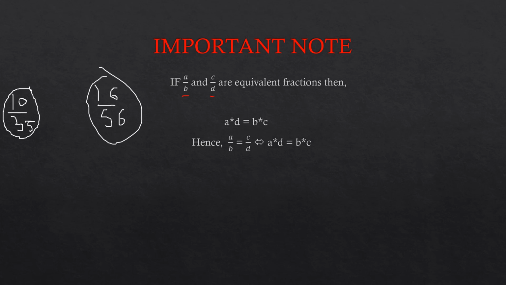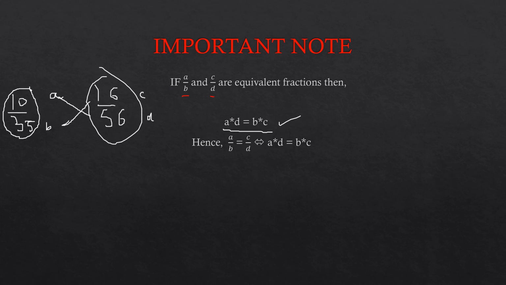If a by b and c by d are equivalent fractions, then a into d is always equal to b into c. This you have taken as a, this as b, this is c, and this is d. Now we are saying a into d is always equal to b into c. This happens only when the fractions are equivalent to each other, otherwise not. We have seen that these two fractions are equivalent, hence this is true here.